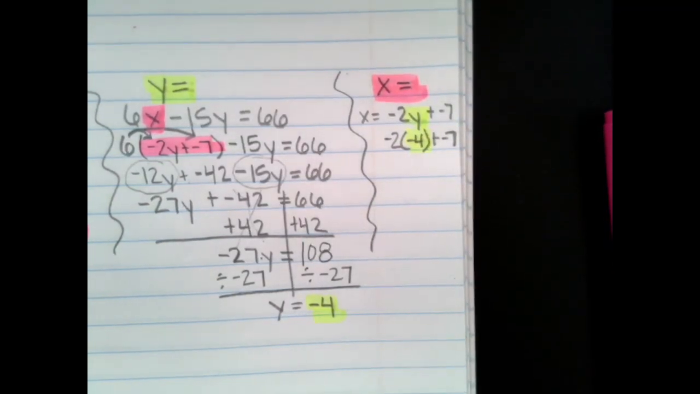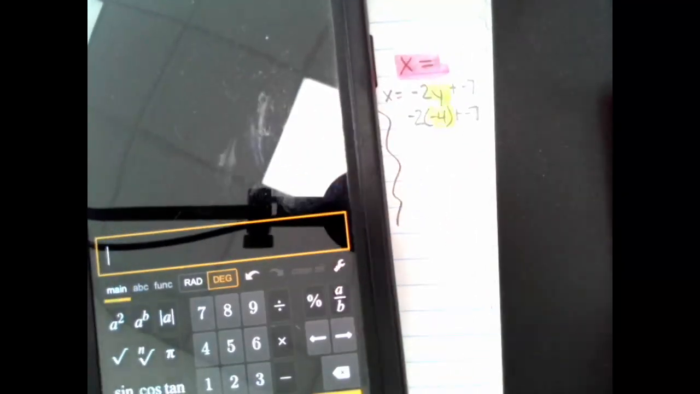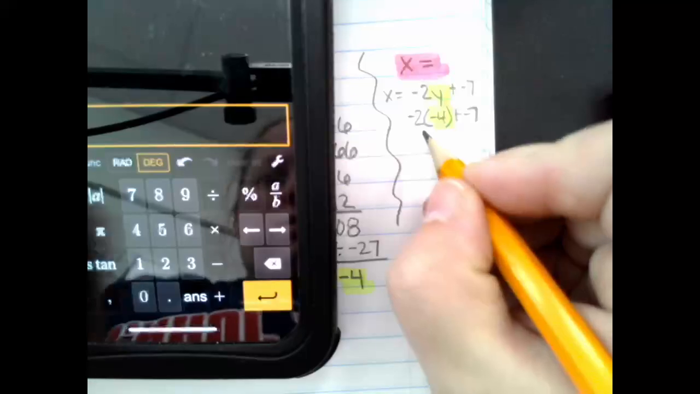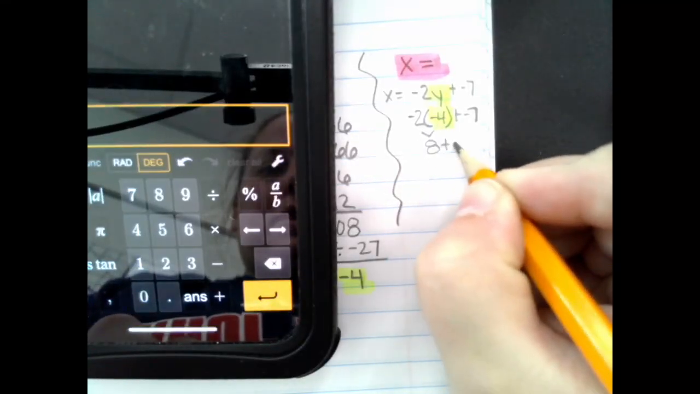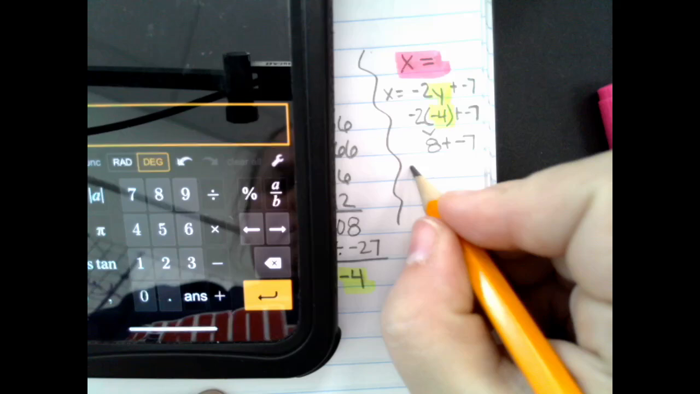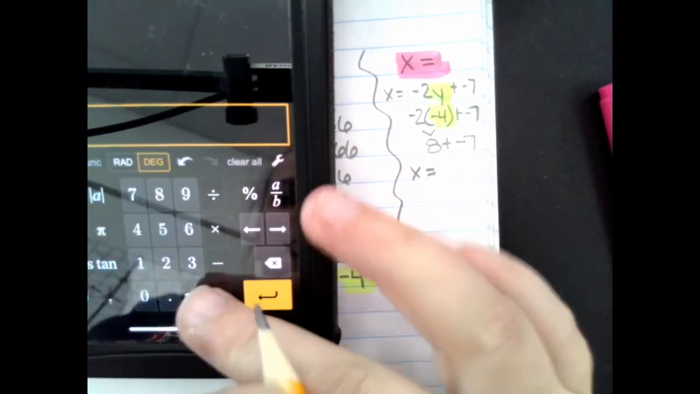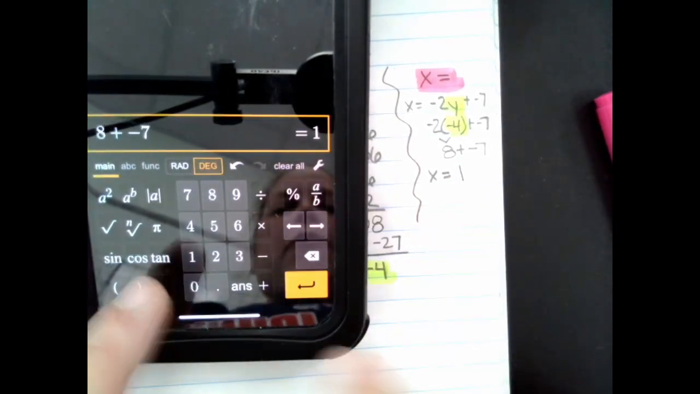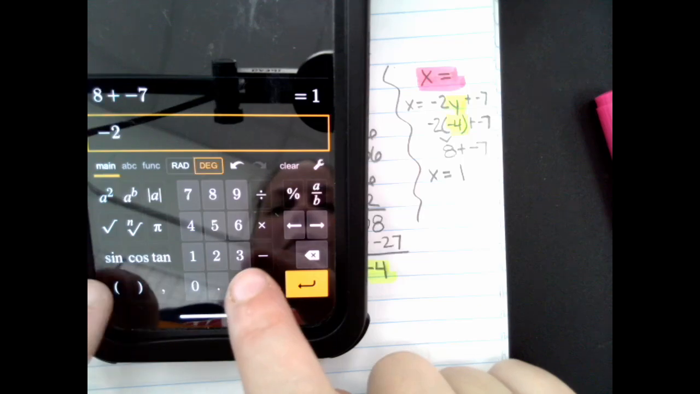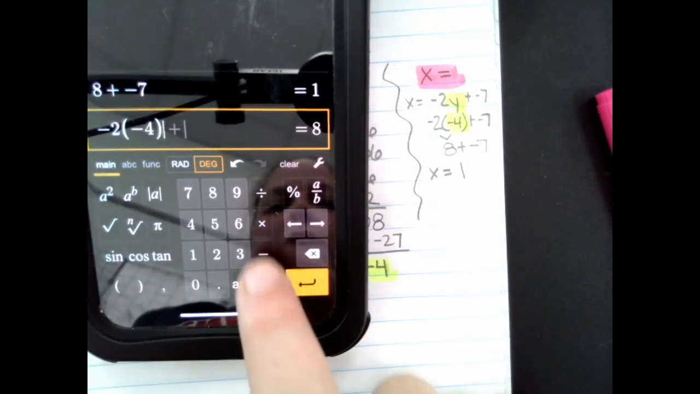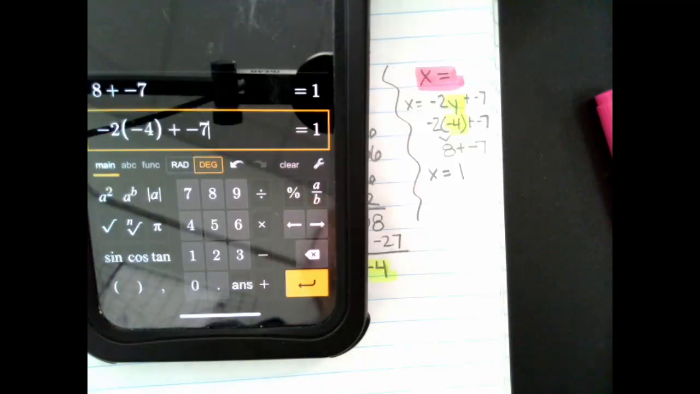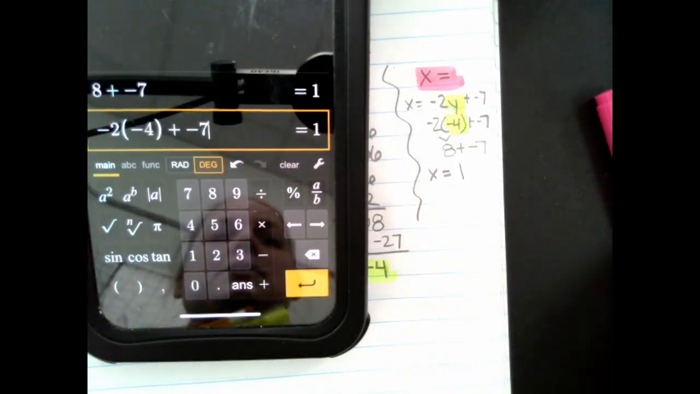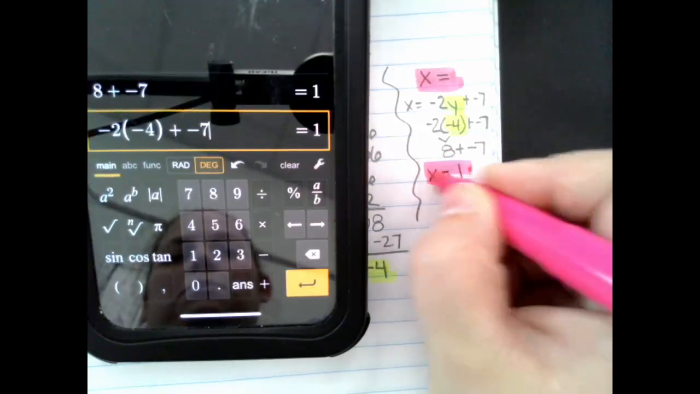All right, so to do that, if we did by hand, would we multiply or add first? Multiply. So negative 2 times negative 4, positive 8, plus negative 7 would be positive 1. If you just typed in that whole thing, negative 2 parenthesis negative 4 plus negative 7, we would get positive 1. All right, so for our last step here, 2 more steps, and then we're done.